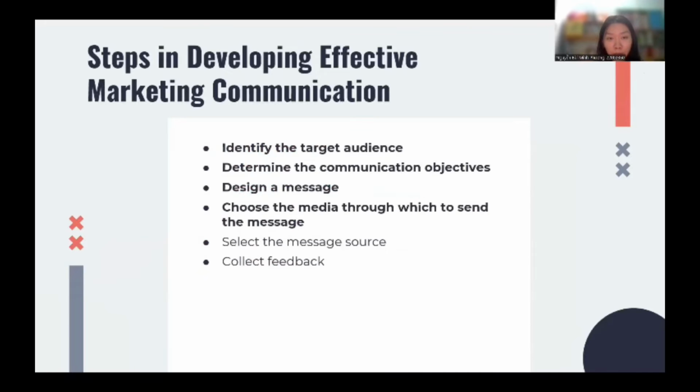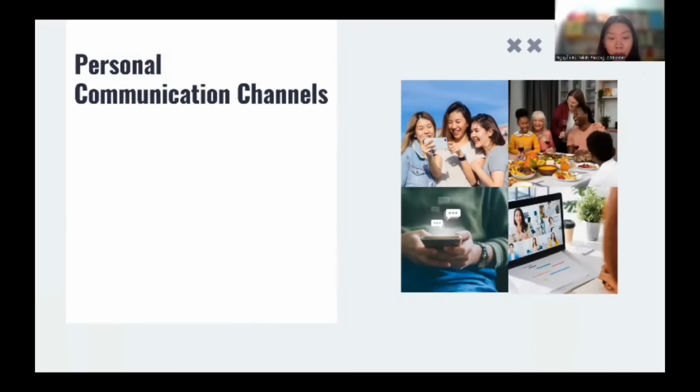The next step is to choose the media through which to send the message. There are 2 broad types of communication channels: personal communication and non-personal communication channels. Personal communication channels are channels through which 2 or more people communicate directly with each other, including face-to-face, on the phone, via mail or email, or even through an internet chat.